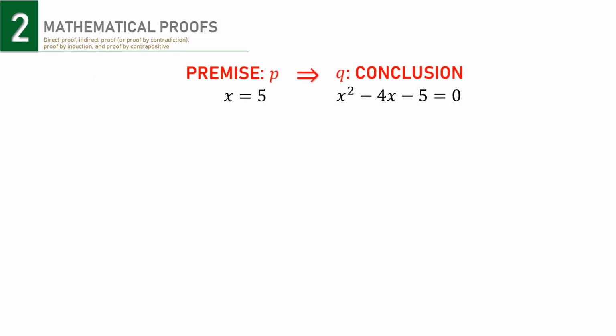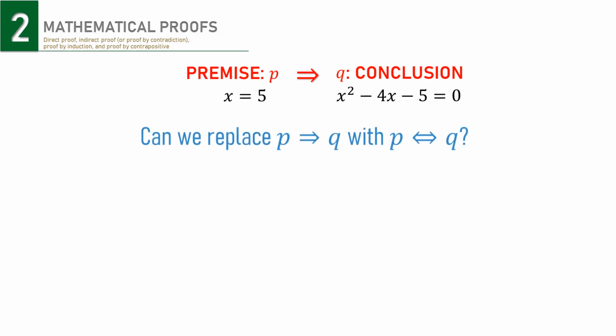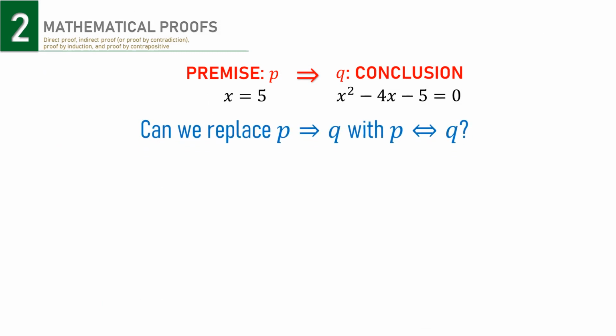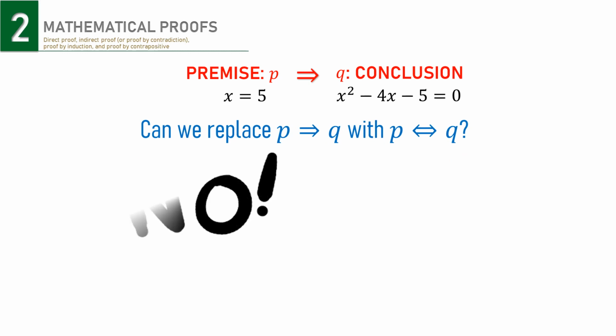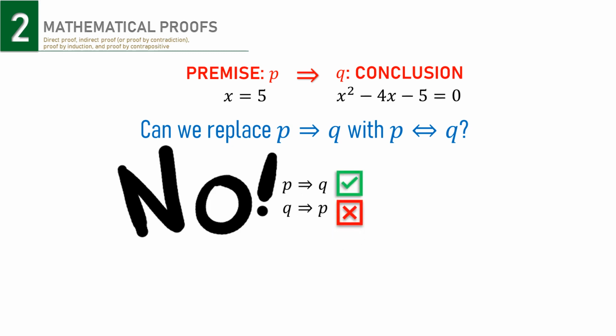After providing mathematical proofs that P implies Q is a true implication, can the implication arrow in our statement be replaced with an equivalence arrow? In this case, the answer is no, because to have an equivalence condition, P must imply Q, but at the same time, Q must also imply P. Yes, P implies Q in our case, but Q, however, doesn't imply P, because to satisfy Q, x equals 5 is not the only solution, but also x equals minus 1.